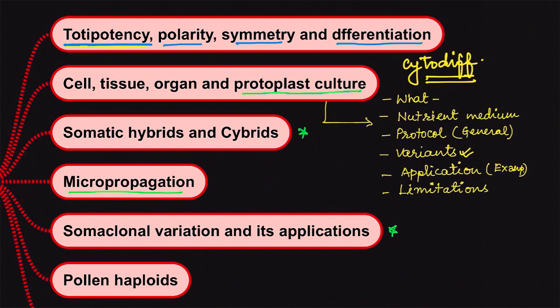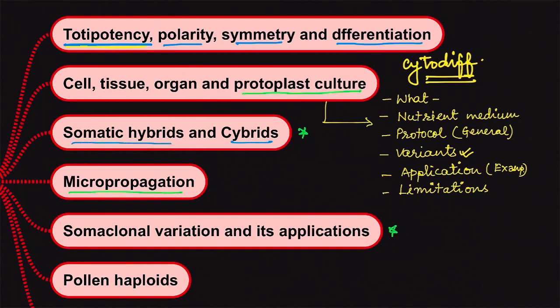So somatic hybrid and cybrid should be seen as an extension of protoplast culture. Once we have isolated protoplasts, we can be interested in causing fusion of these protoplasts and producing genetic hybrid cells. When we do not produce a nuclear genetic hybrid and we retain the nucleus from only one of the parents, but we retain the cytoplasmic genome from both the parents, such kind of protoplast fusion products are known as cybrids.